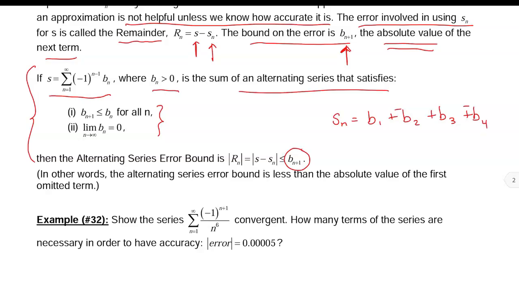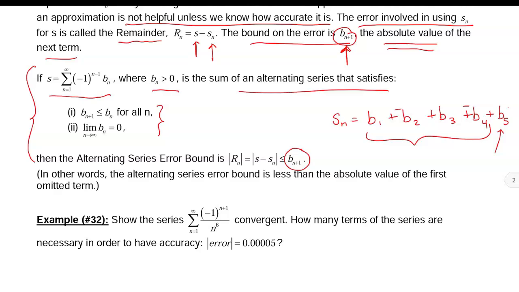So if you decide just to take the first 4 terms, then the next term, b sub 5, is omitted. You're not using it in your sum. So that's what is meant by the first omitted term. And that's the next term notation I was pointing at up at the top.